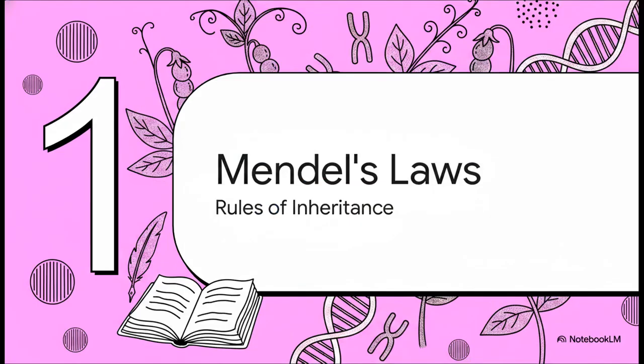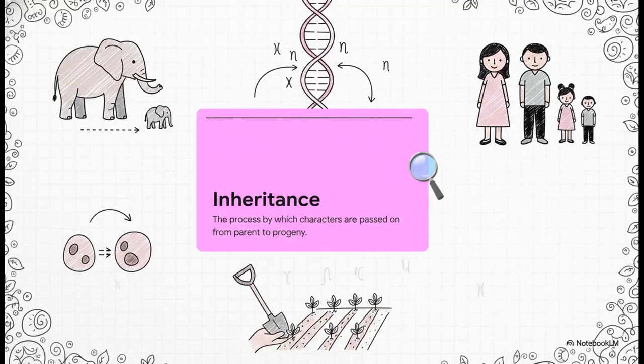Okay, starting off with Section 1, Mendel's laws of inheritance. We're going to travel back to the mid-19th century, to the era where these foundational genetic rules were first established. But before we look at the experiments themselves, we need to define our absolute baseline terms. Inheritance is simply the process by which characters are passed down from parent to progeny. It's the whole basis of heredity. Variation, on the other hand, is the degree to which that progeny actually differs from its parents.